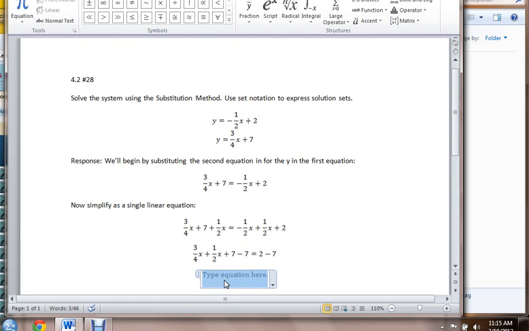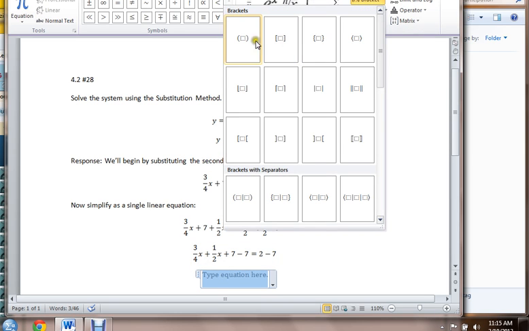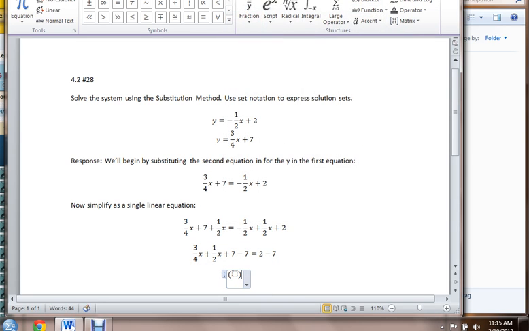So we'll factor the x out and write this as 3/4 plus 1/2. Now I'm going to introduce the operation of adding a bracket or a parentheses. You have these options up here. So here's the parentheses, and that's where I want to put the 3/4. So I'm going to go to the fraction tool, and the plus the 1/2.